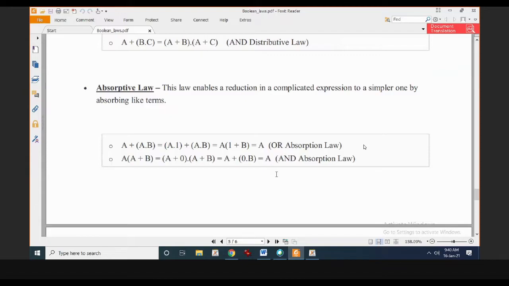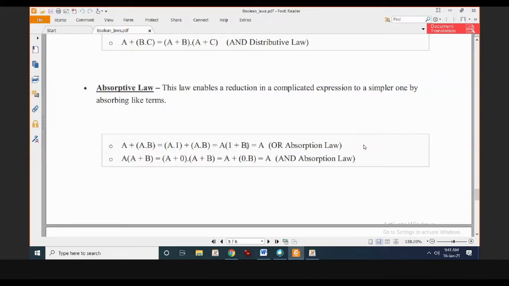Absorption laws, you can see here, A or A dot B, the very first one. You can see that A is nothing but, I can write A as A into 1, and this AB as AB. Now you can take out whatever is common from here. A is common everywhere. So what remains here? 1. And what remains in this box? The B, right? So 1 plus B.